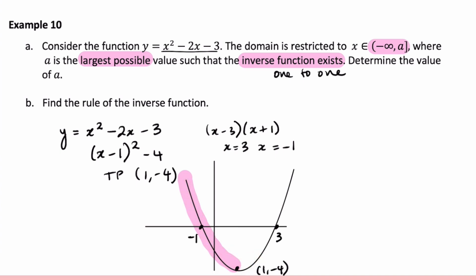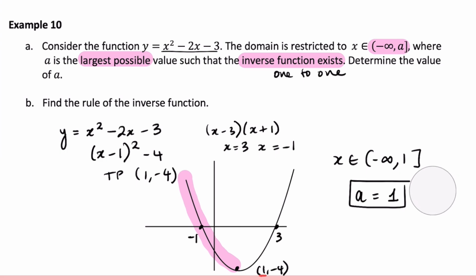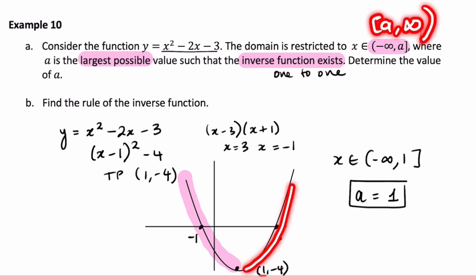So in this case, our a value will actually just be the x value of that turning point. So our domain will have to be from negative infinity to 1, which means our a value is equal to 1. That's what will make this function a one-to-one function, given that it has to start from the left-hand side. Now, this question could have very easily said a to infinity, in which case you would have got from the right-hand side, but even then, your largest value would still be at 1.